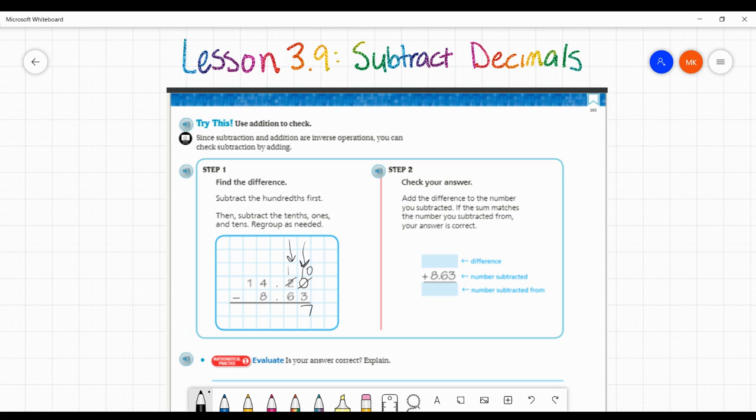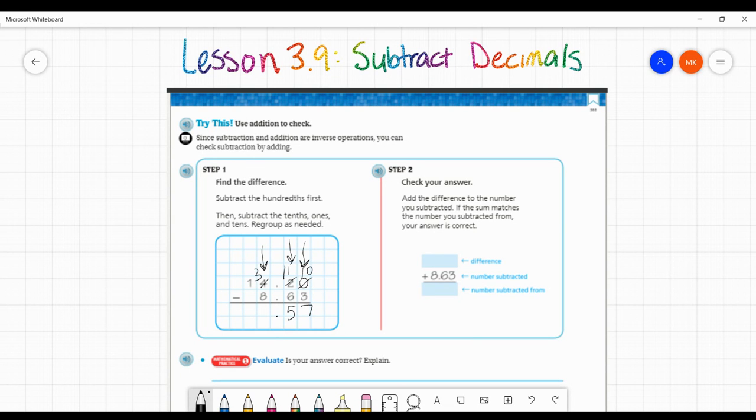Now we'll look at our tenths place. 1 minus 6. Well, if we only have 1, we can't take away 6, which means we'll move over to our ones place, and we'll regroup. So this 4 will become a 3, and this 1 will become an 11. Now we have 11 minus 6 equals 5, and we'll put our decimal down.